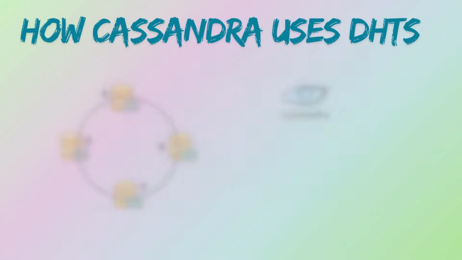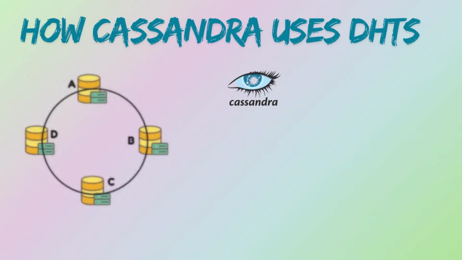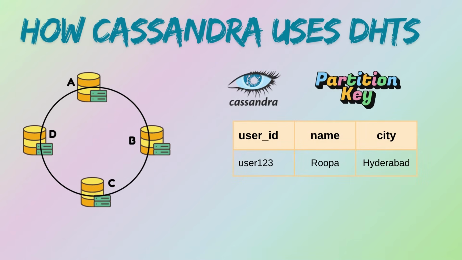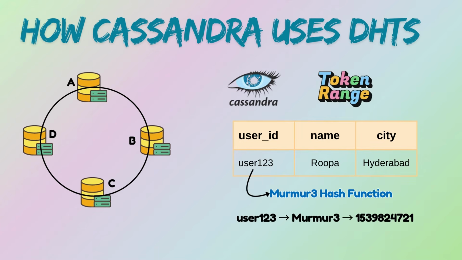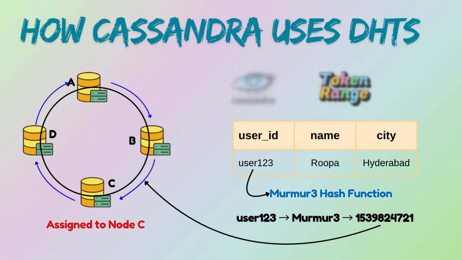Now, let's connect this to Apache Cassandra, one of the most widely used distributed databases in the world. Cassandra does not have a master node. Every node is equal and participates in a peer-to-peer ring based on DHT principles. Here is how Cassandra uses it. Every row in Cassandra has a partition key. Cassandra hashes that key using the Murmur3 algorithm. That hash value determines which token range the key belongs to and which node is responsible for that range.